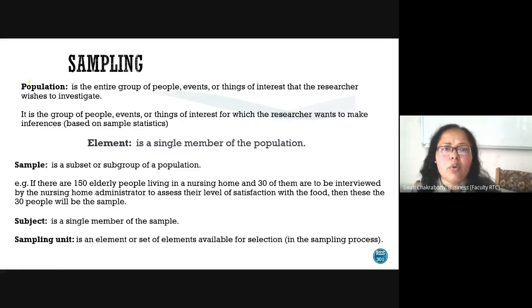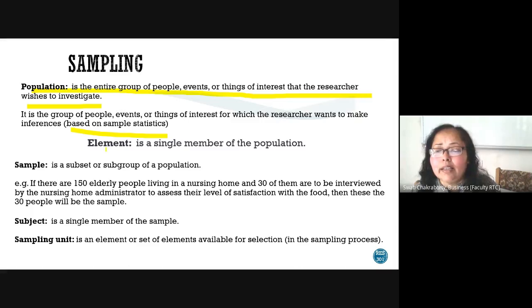So what is population? It's the entire group of people, events, or things of interest that the researcher wishes to investigate, and about which the researcher wants to make inferences based on sample statistics. An element is a single member of the population. Every single member of the population is called an element. A sample is a subset or subgroup of the population.